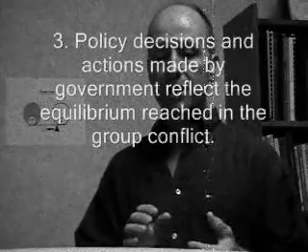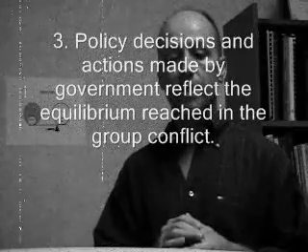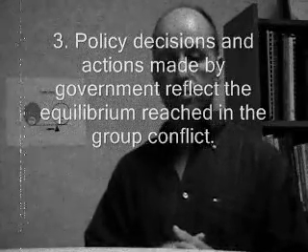Third, public policy decisions and actions made by government reflect the balance of influence among competing group interests. Government's role is that of an arbiter, arranging compromises among the competing groups.